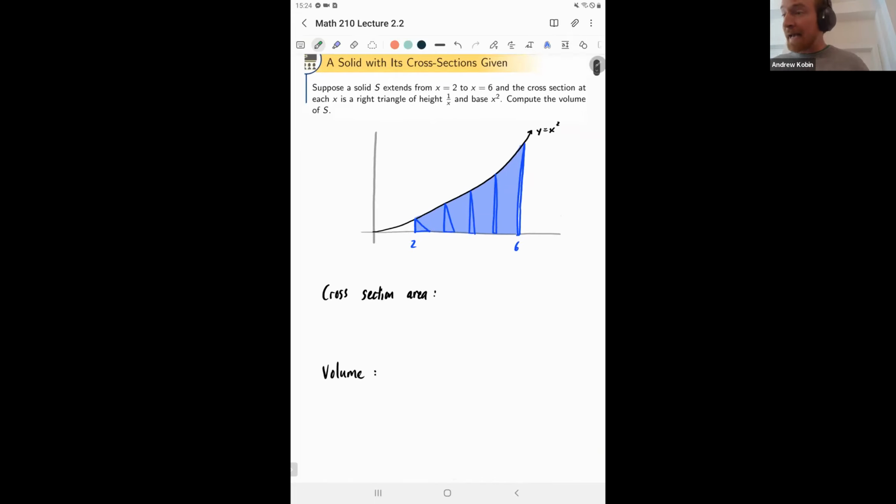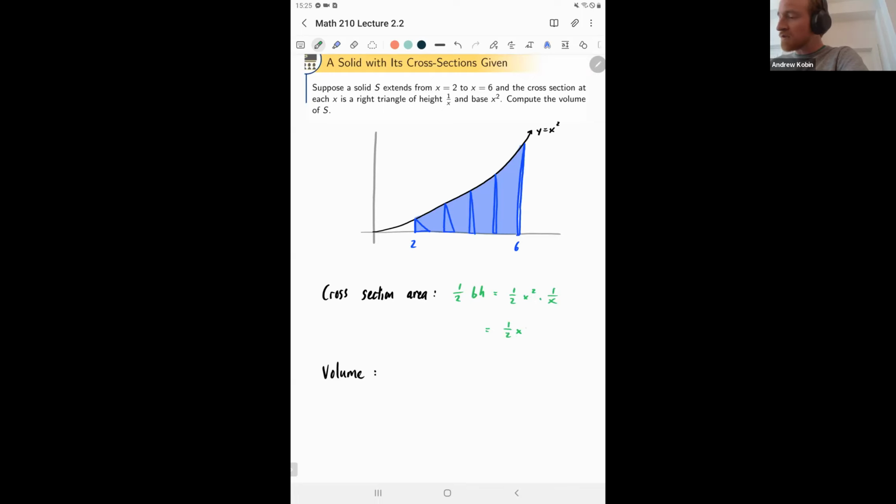So the first step is to find A of x, the cross section area. Each of these cross sections is a right triangle. And we know that a right triangle has area 1/2 base times height. And now we just need to read the statement of the problem to determine what base and height are as functions of x. So the base here is x squared. And the height of the triangle is 1 over x. And I'm going to simplify so that we can integrate in a moment. This simplifies to 1/2 times x.